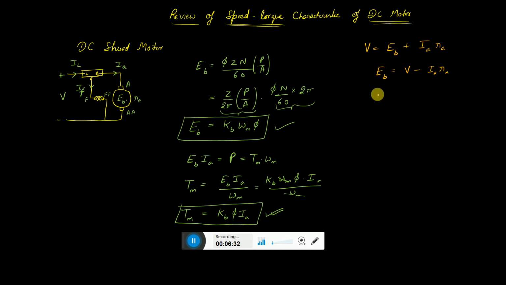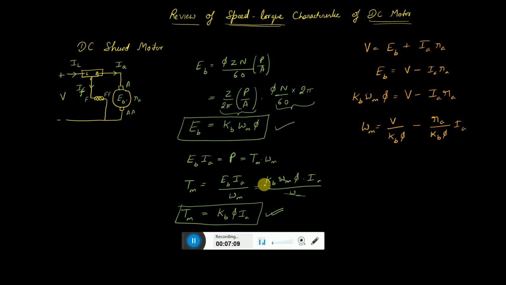And if I write this, putting the value of EB over here, KB omega m phi is equal to V minus IaRa. From here we can write the expression of omega m is equal to V by KB phi minus IaRa by KB phi.